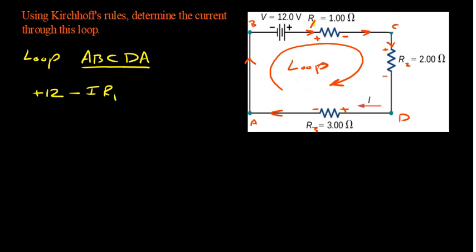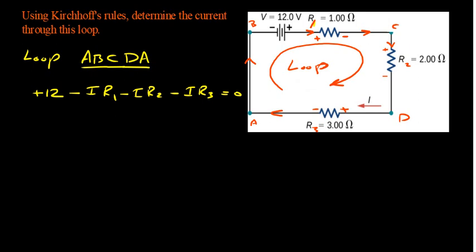The same scenario going through resistor 2, I am going with the same direction of the current. I am coming from high voltage to low voltage. Once again, it's a negative IR2. Through resistor 3, coming from high voltage to low voltage, it's a negative IR3. And that's it, nothing else. That's the total voltage for one loop.